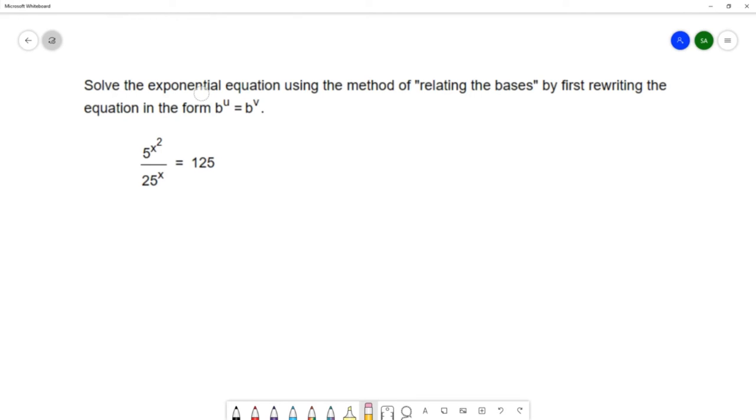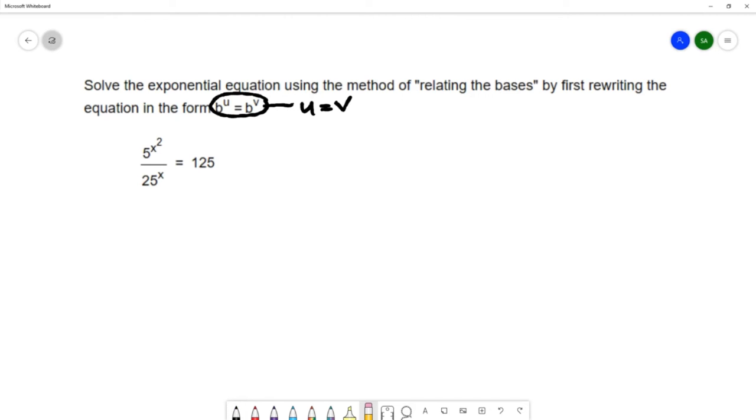Solve the exponential equation using the method of relating the bases by first rewriting the equation in the form b to the u equals b to the v. So with the method of relating the bases, we start by writing the equation as b to the u equals b to the v, and then we can use the one-to-one property of exponents or exponential functions to say that the exponent on the left must equal the exponent on the right. So this allows us to simplify the equation and continue solving.